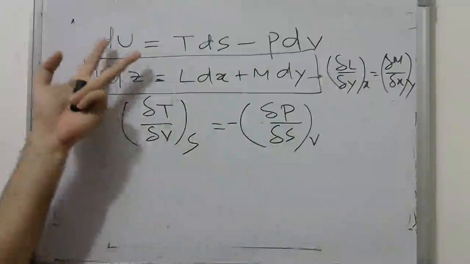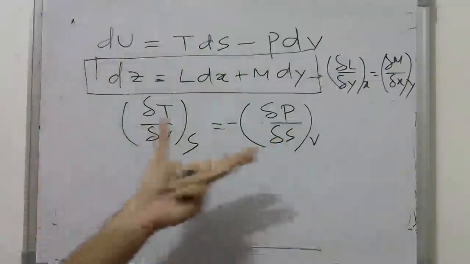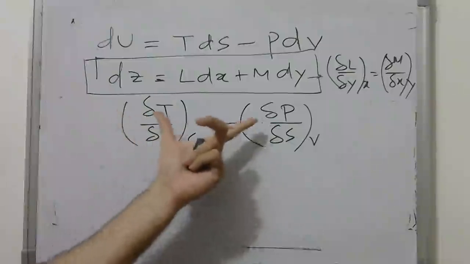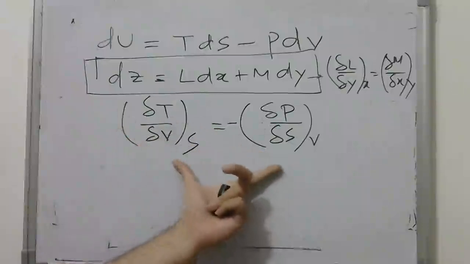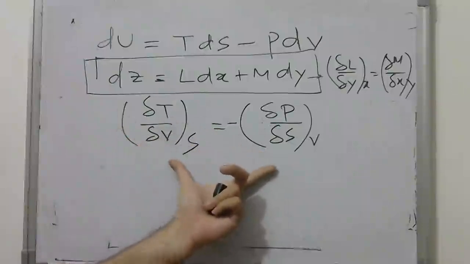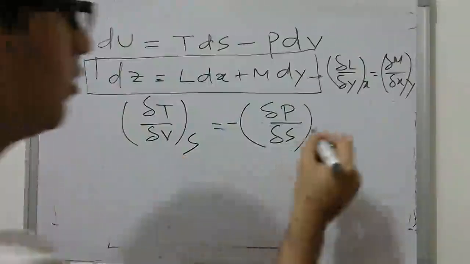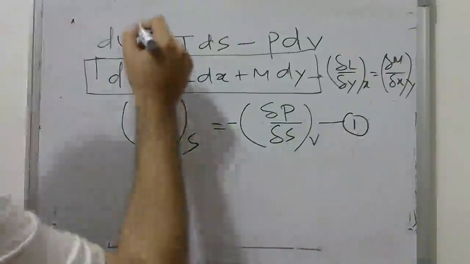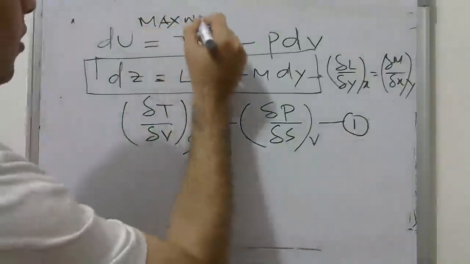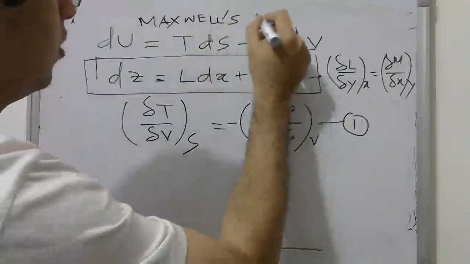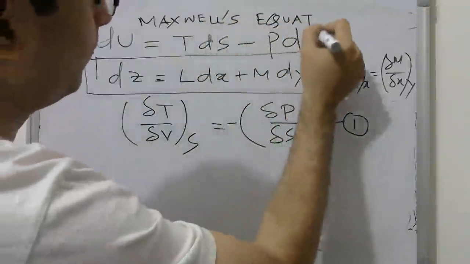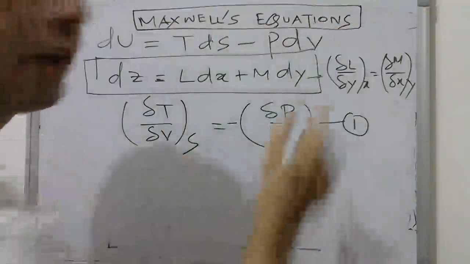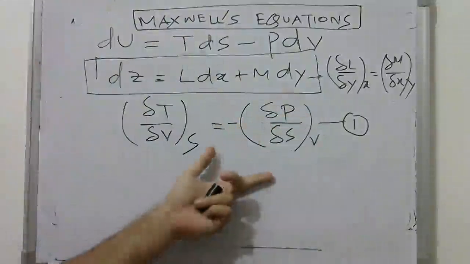How to obtain this? You just remember dU equal to T dS minus P dV. If you then apply the rules of differentiation, you will end up with this equation. This is the first Maxwell equation, equation number 1. Let's write Maxwell's equations. Right, Maxwell's equation, this is the first equation.